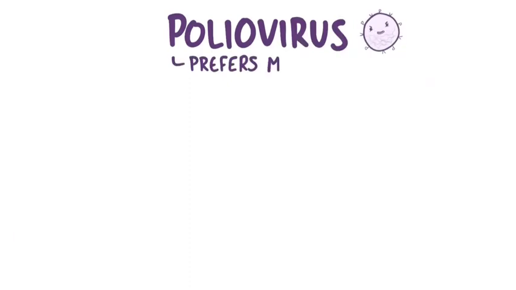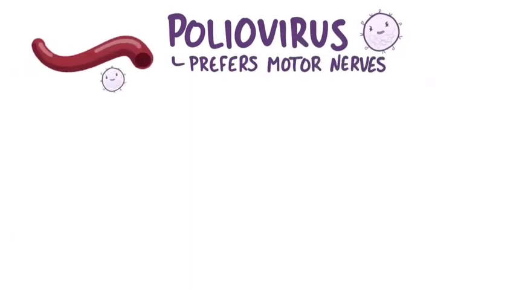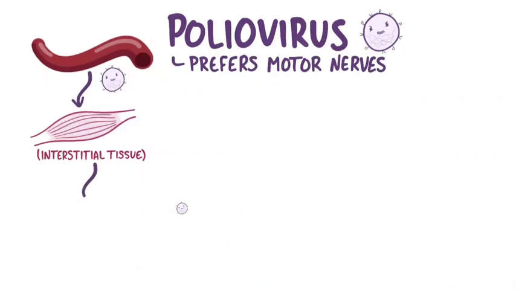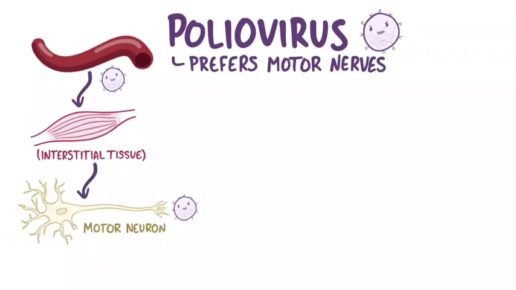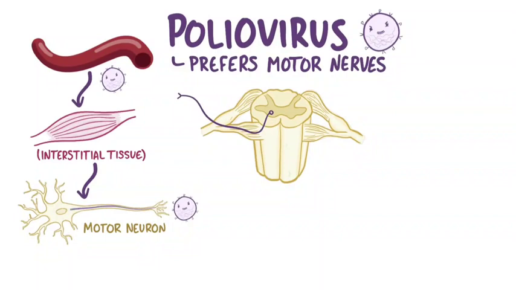Poliovirus prefers to infect motor nerves, so oftentimes it'll leave a blood vessel and get into the interstitial tissue of muscle. From there, poliovirus invades the motor neuron and travels retrograde, meaning backwards up through the axon, to the anterior horn of the spinal cord.